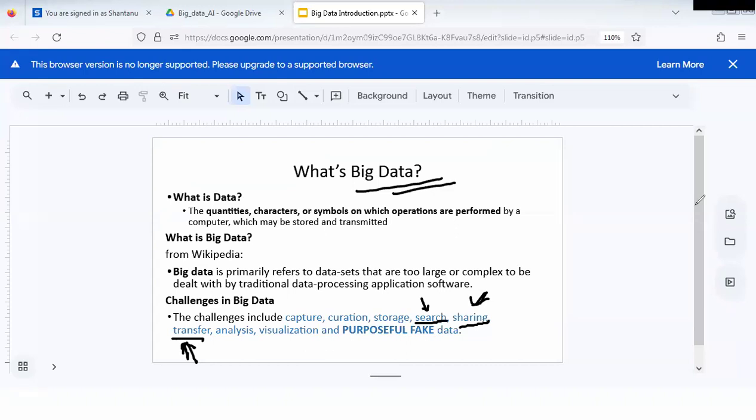Then once you are talking about the transfer challenge, let's say you have sorted it out, the transfer is done, you are able to share it, you are searching it, you have enough storage, you have curated it, pre-processed it, you have captured the data, everything till now. But then think about it, digestion. We discussed digestion. What is digestion? Digestion is basically analysis.